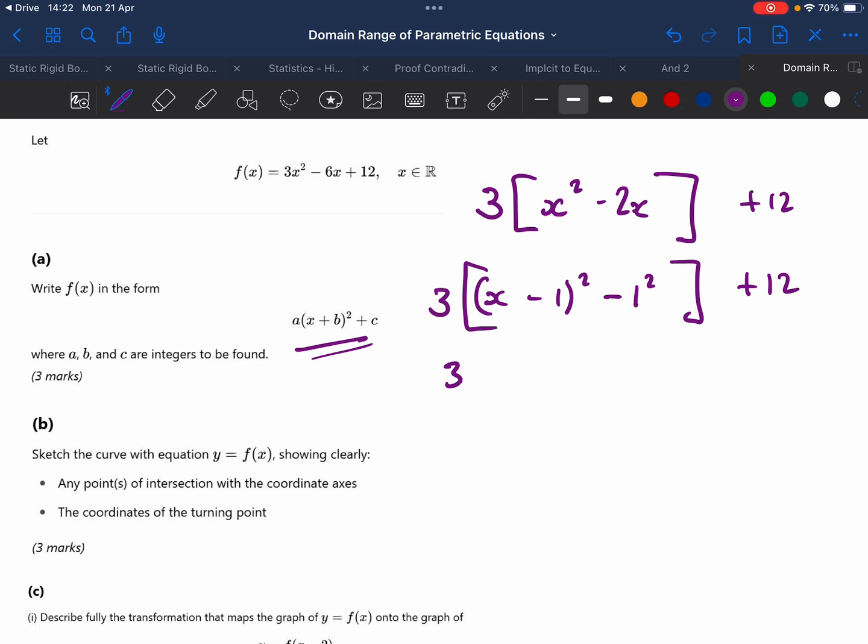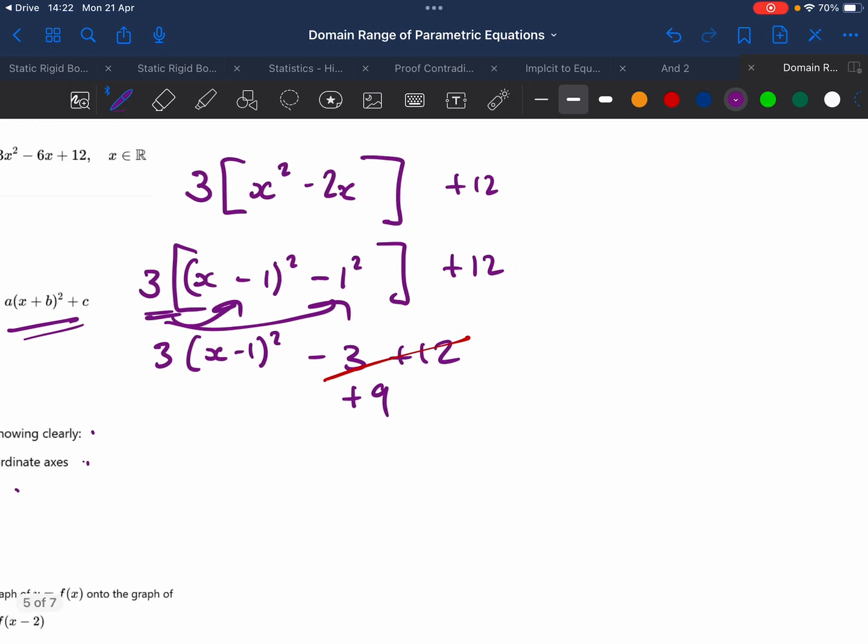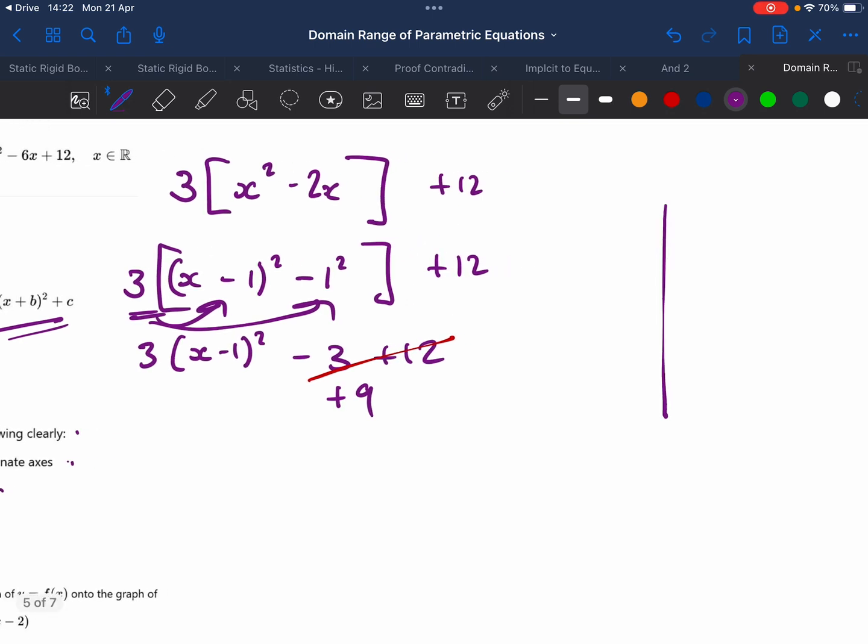So let's just tidy things up now. So I'm expanding that back. I'm doing this one. Don't forget to do this one as well. So that's going to be a minus 3 plus 12. So let's just call that plus 9. Okay, so 3(x minus 1) squared plus 9. Now, on the next bit, I need to draw it, showing carefully any points of intersection, and then need the coordinates of where this graph turns. So having a completed square makes that much easier.